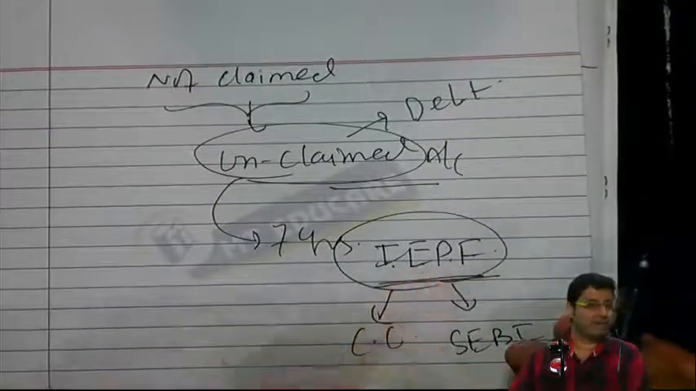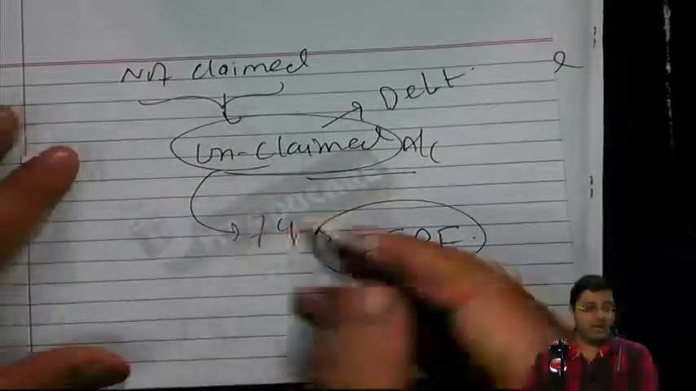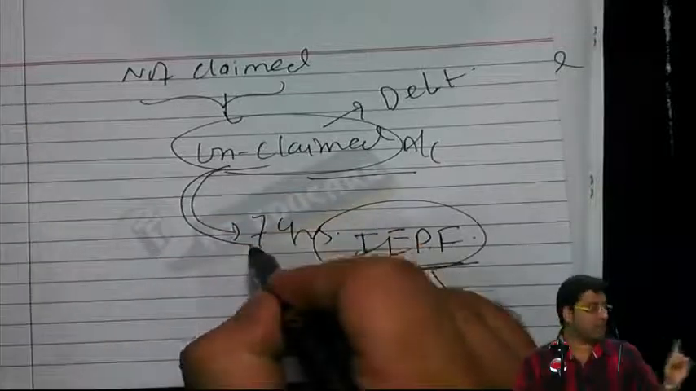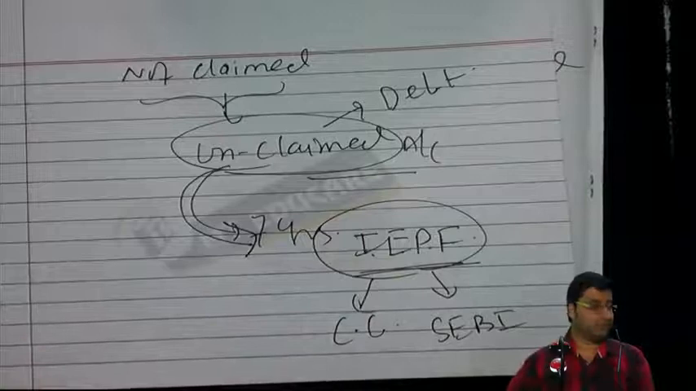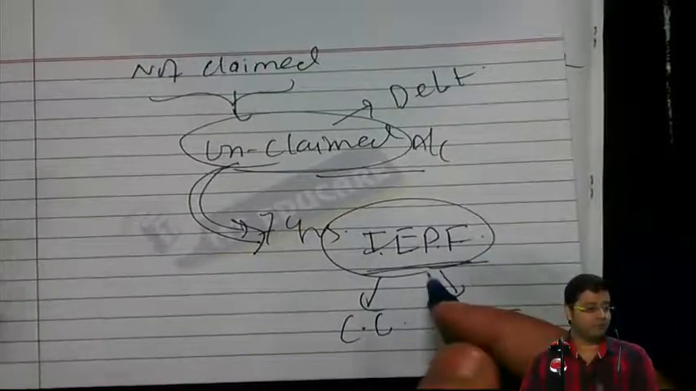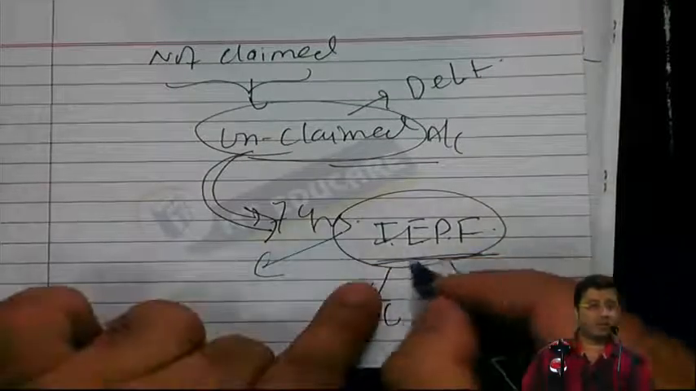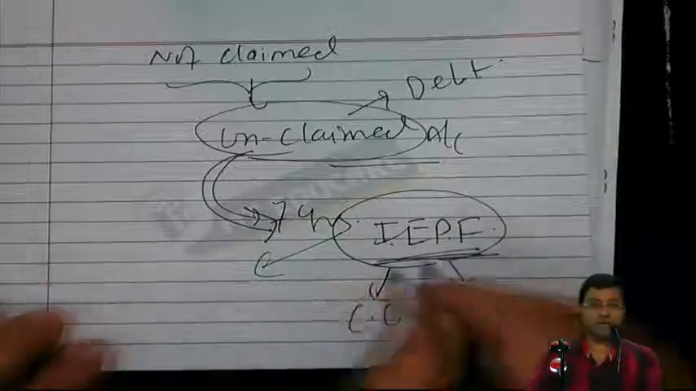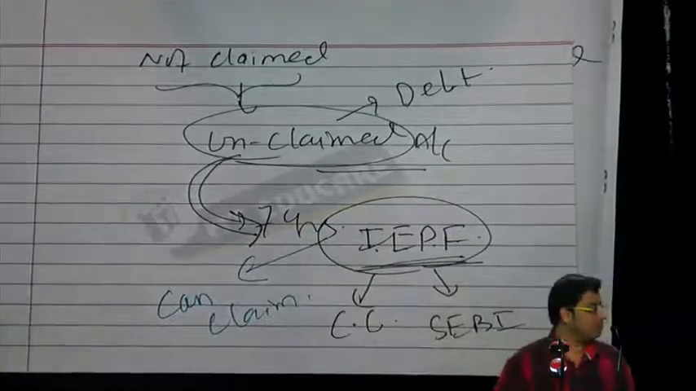So the Investor Education and Protection Fund is managed by the central government in association with SEBI, and this dividend money, if it is not claimed by the shareholder in 7 years' time, is credited into this account. My objective was not to tell you about this because I have already told you. My objective is to tell you that even after the money is credited into the Investor Education and Protection Fund, the shareholder can claim the money from the investor fund.